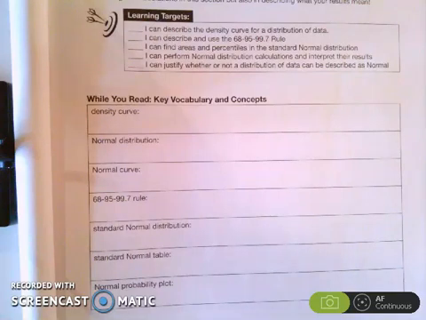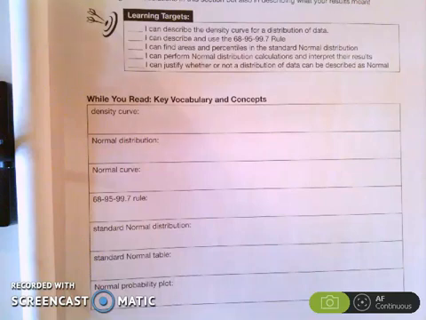Again, a normal distribution has that 68, 95, 99.7 rule: 1 standard deviation, 2 standard deviations, and 3. We can find the areas and percentiles by calculating z-scores, looking them up in our table, or using our calculator features. I mentioned in the previous video where those calculator features are. And again, that table you should be able to look up and use. And then the last one, justify whether or not a distribution can be described as normal.